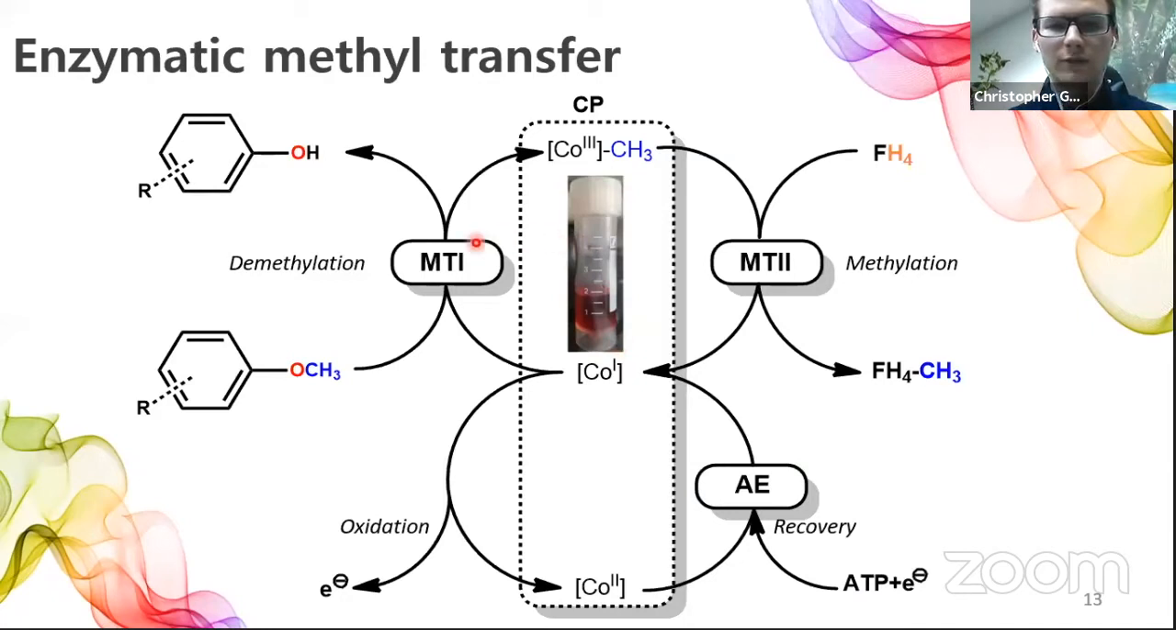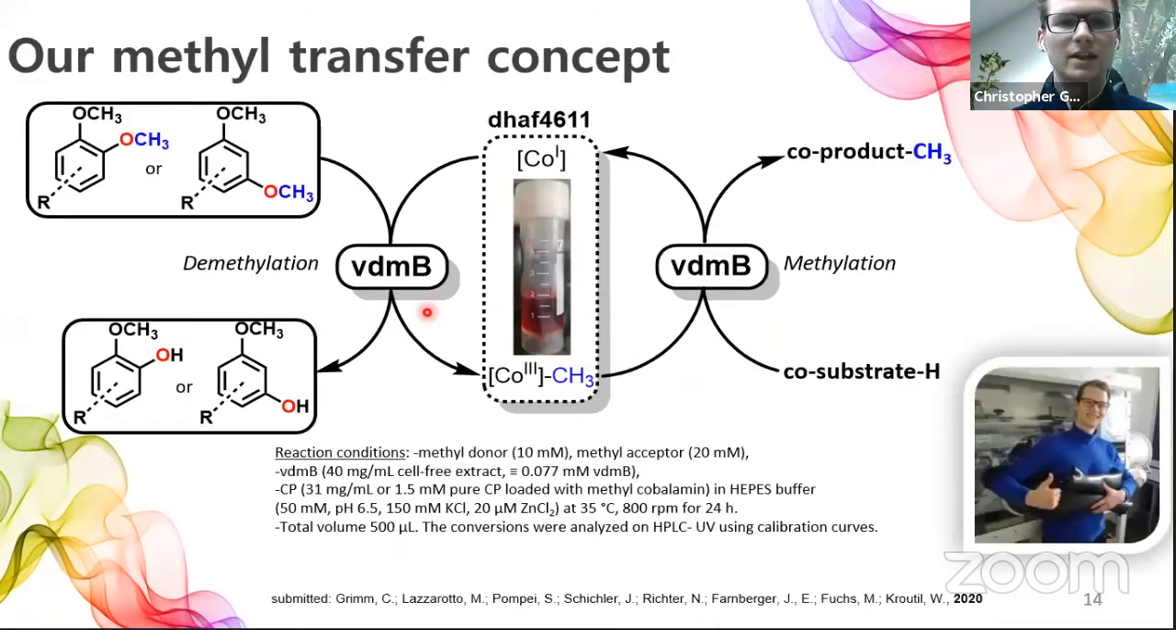So far, so good. If we have this kind of complex system, it's very difficult to set up a biotransformation. That's why we had the idea to simplify the whole methyl transfer complex down to one enzyme, which is the methyltransferase or the VDMB. Another name for VDMB is the veratrol O-demethylase, because veratrol is used as a natural substrate. As well as we have the carrier protein DH4611. And as you can see, those two proteins derive from different kinds of anaerobic bacteria.